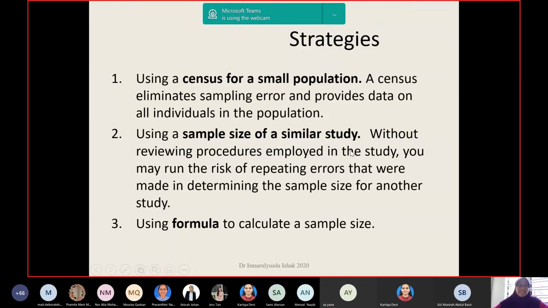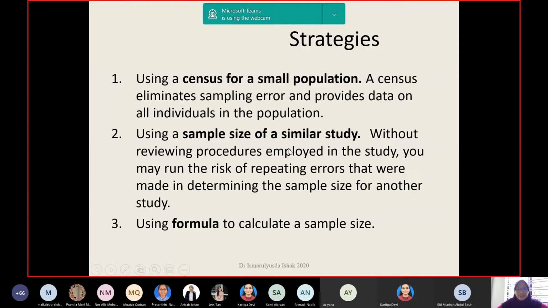So the strategy, number 1, is census. Census is like what we are doing nowadays for our countries, bancian. That is census, so we take everybody. This census eliminates sampling error and provides data on all individuals in the population. But this is very hard for you to do in research. This is not possible.